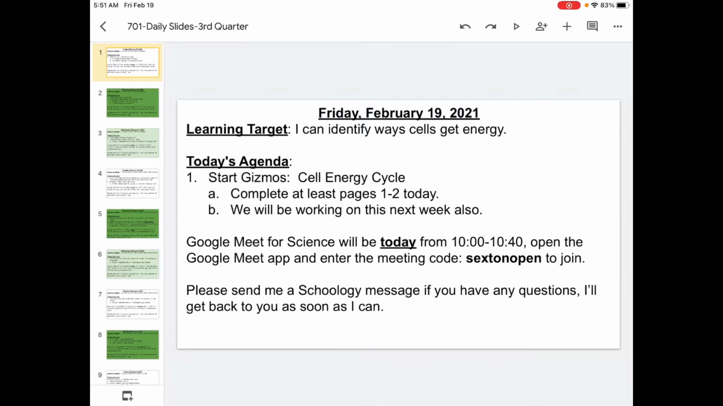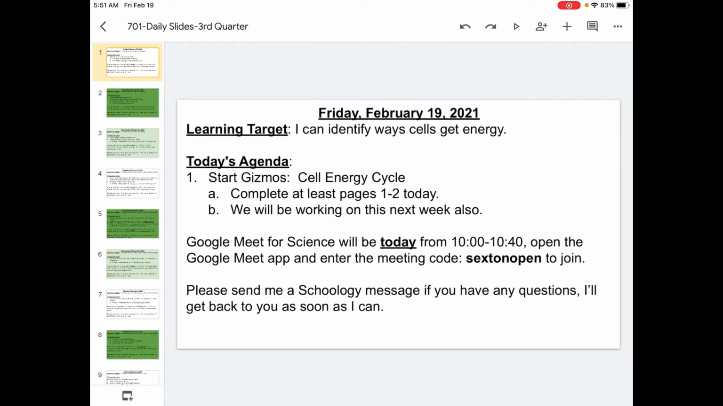Hello, 7th graders. Today in science, what you're going to be working on is a gizmo that talks about the cell energy cycle. That cell energy cycle involves the processes of cellular respiration and photosynthesis that we've started learning about the last few days. So this gizmo packet that you're going to be seeing is pretty long.